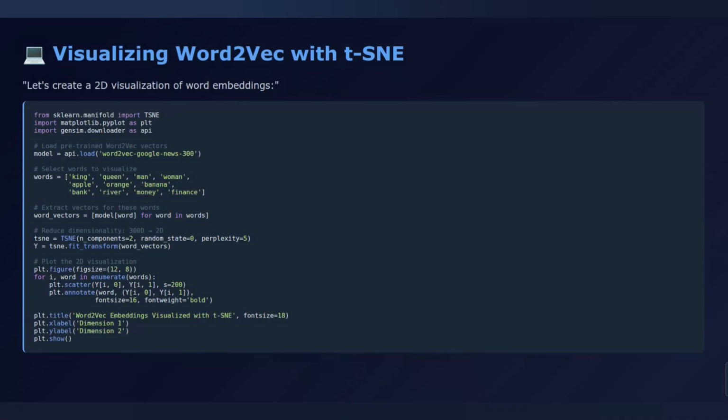Let me show you the exact code to create these visualizations. First, we load pre-trained Word2Vec vectors using Gensim's Downloader API. Then, we select a list of words we want to visualize. Let's include some royalty words, fruits, and finance terms. We extract the vectors for all these words. That's our 300-dimensional data. Now comes the magic. We use t-SNE to reduce from 300 dimensions down to just 2. We call fit transform and boom, we have 2D coordinates.